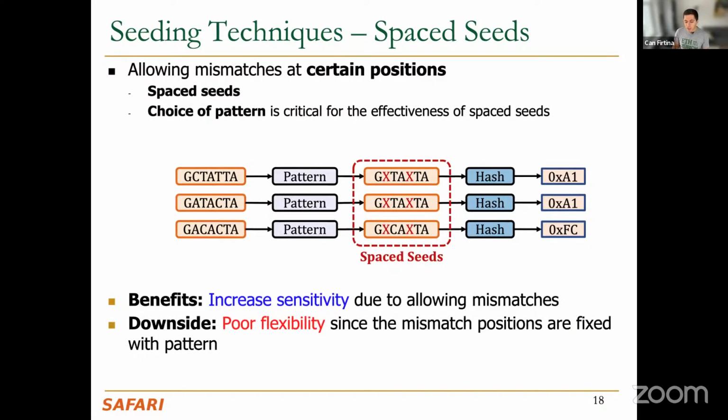But one downside is that there is poor flexibility here, because those patterns are usually fixed patterns. This means that they apply don't care characters at fixed positions, and then you should get lucky, let's say, to be able to generate the same hash value for similar sequences only if the mismatches appear at these don't care positions. So this is the trade-off, or the downside of the benefits of using spaced seeds. And this is good for tolerating mismatches.